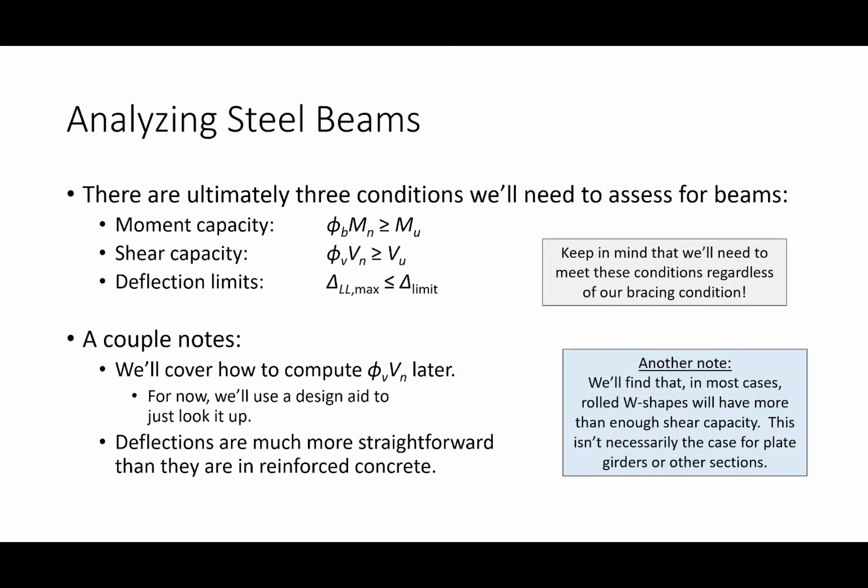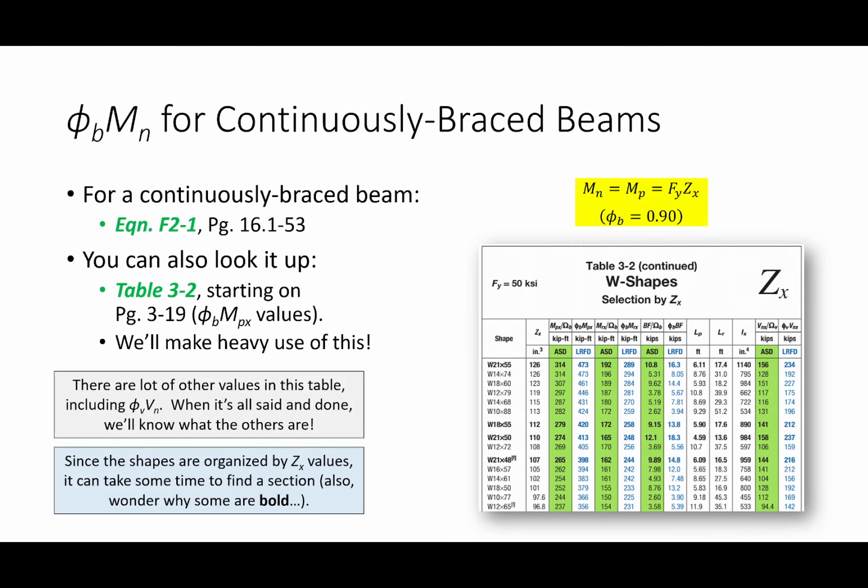Deflections are also much more straightforward in steel than in concrete. So if you take concrete design, you'll know that you have initial deflections and then you have long-term deflections where you have to account for the fact that the beam cracks and there's creep and all this stuff. You don't have to worry about that with steel. It's actually pretty straightforward. So you know what I'm talking about because I know you hate concrete. Okay. All right. So a couple things I want to point you to.